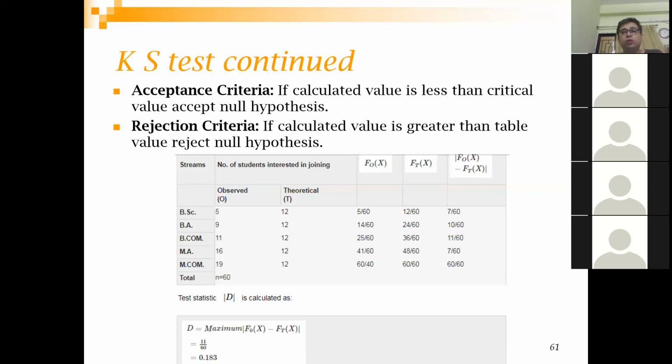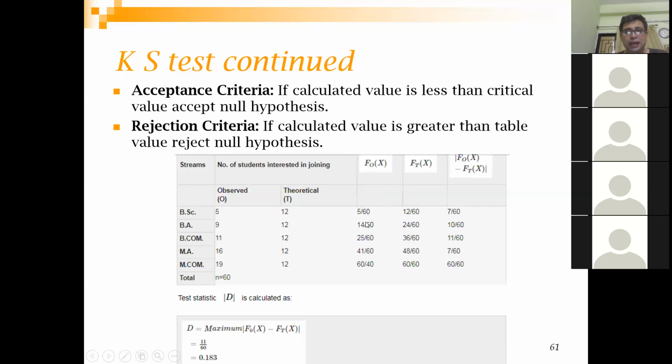So essentially, one thing you have to understand is that you are going to calculate two values. One is your observed and another is theoretical. Observed will be given to you, and theoretical will come from the distribution that you are going to compare. Are you getting it? Okay. So if you calculate this FO(x), the observed frequency, the last one should be 60 by 60, not 60 by 40.